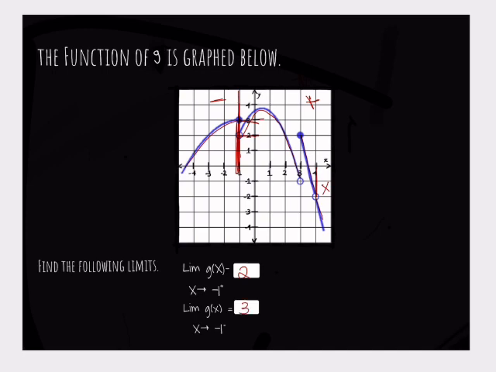When we get two different answers and we see that there's a jump, that means there's no limit. The limit does not exist.